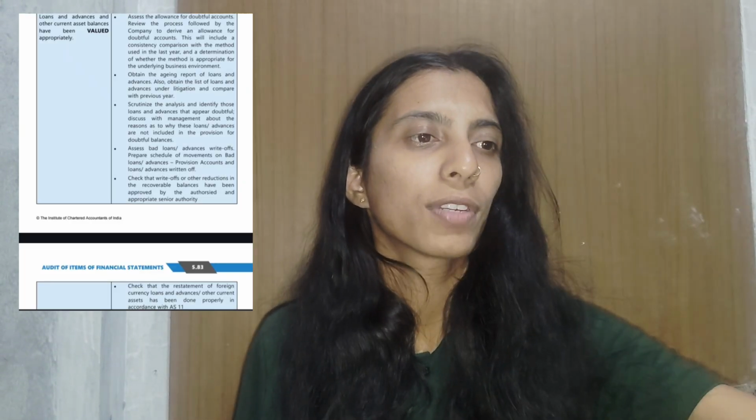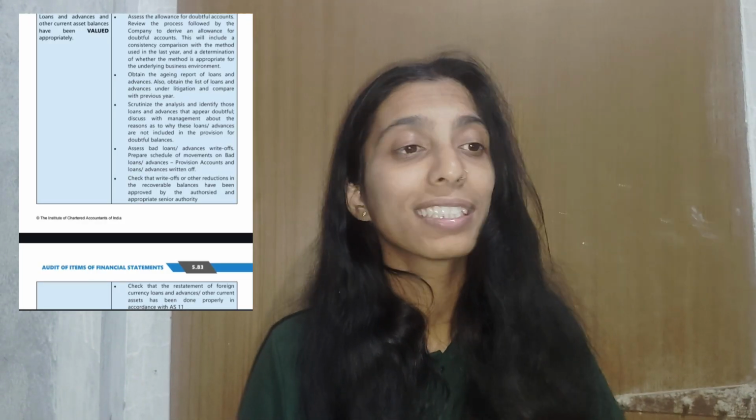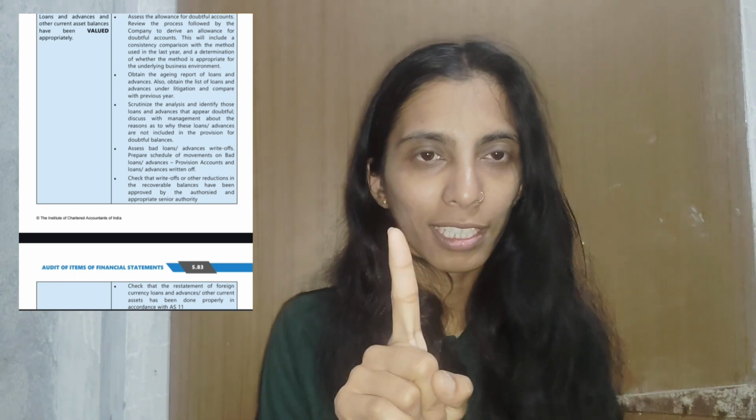So the first point I am reading is actually the second point. The first one is obtain the aging report of loans and advances. Remember the words aging report, okay? Obtain the aging report of loans and advances. The first point is over. There are 2 points in a single point, okay?